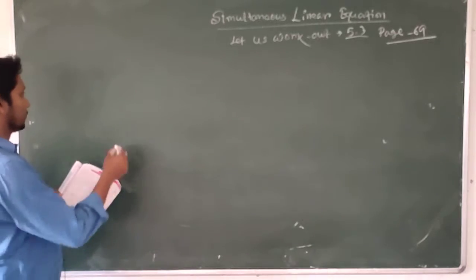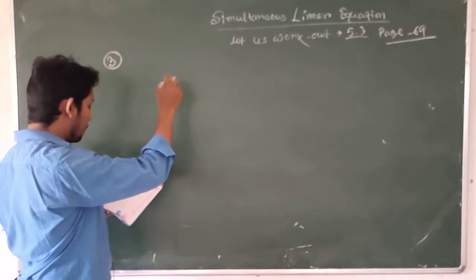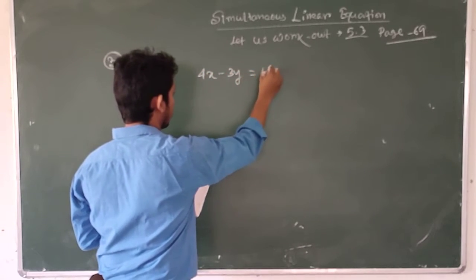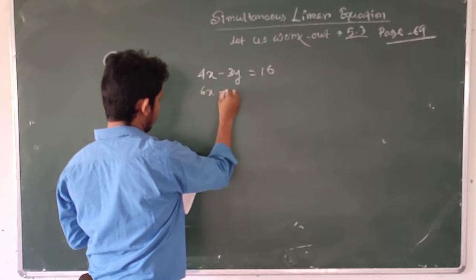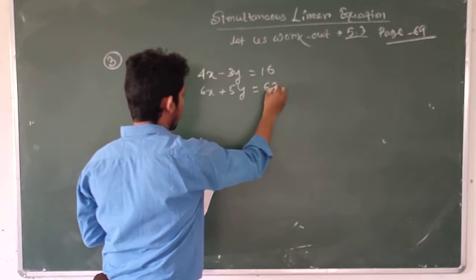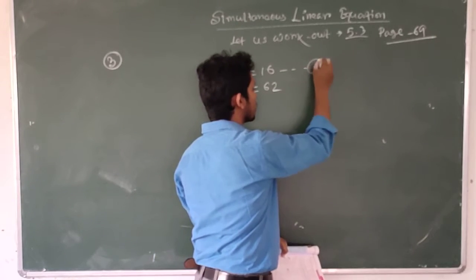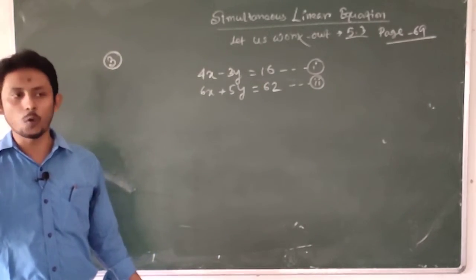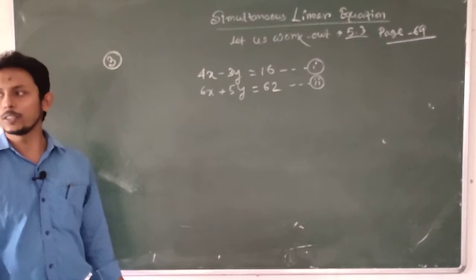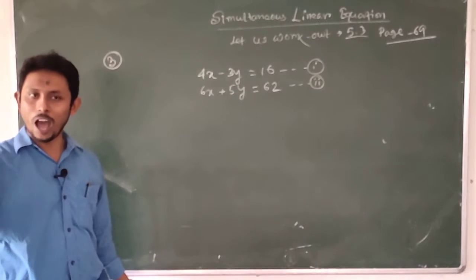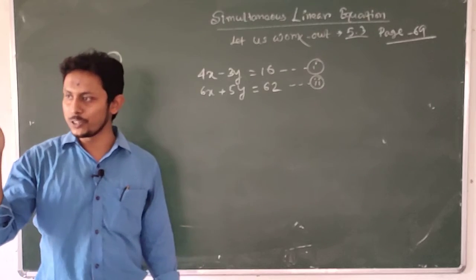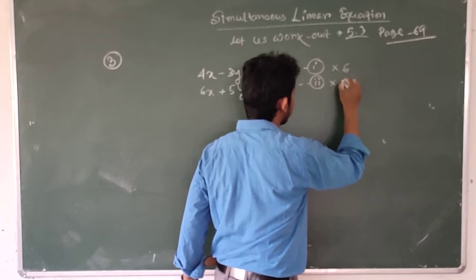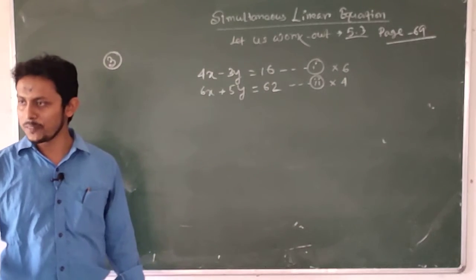Okay, now let us do number 3. Number 3 is simply asking, 2 equations are there: 4x minus 3y equals 16 and 6x plus 5y equals 62. Here it is asking by which number we should multiply equation 1 and equation 2 to equalize the coefficient of x. We know how to eliminate x, that's why we need to equalize the coefficient of x. For that, if number 1 is multiplied by 6 and number 2 is multiplied by 4, that is enough.